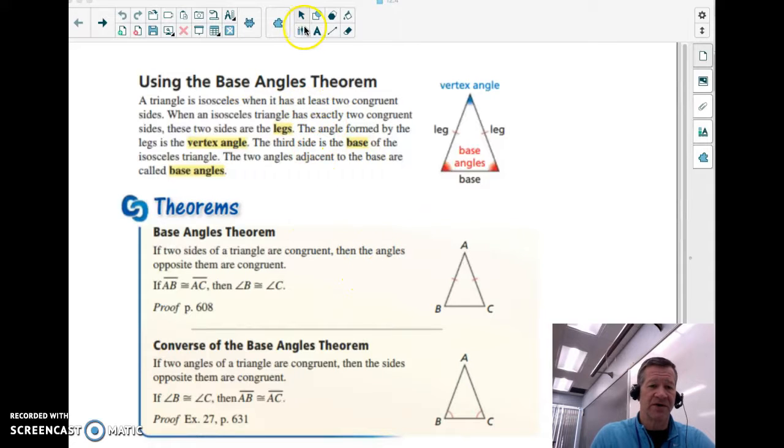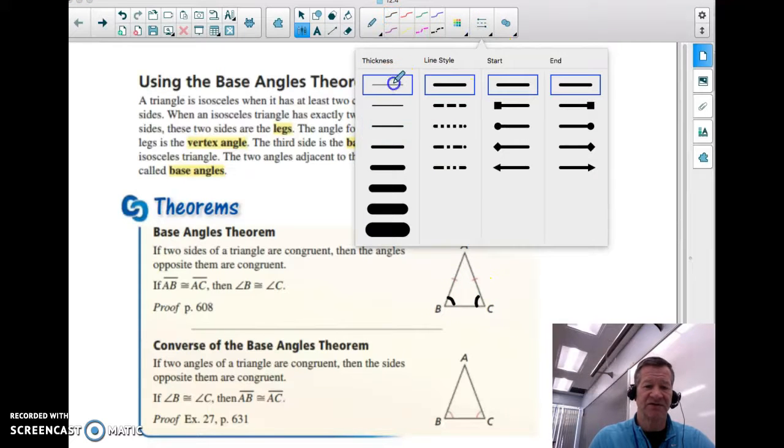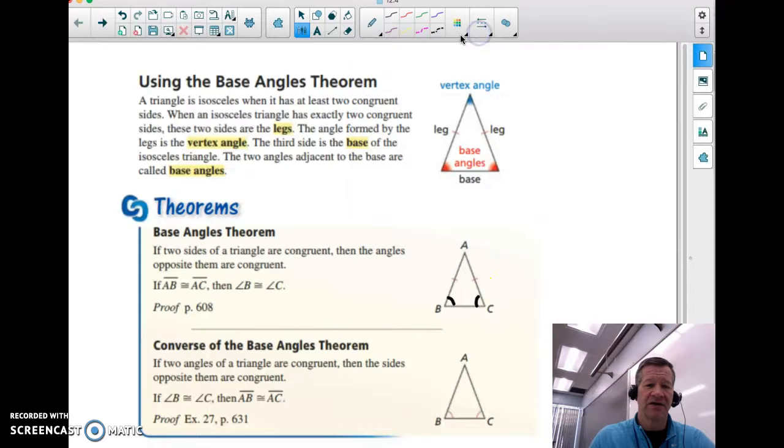So let me go up here. So angle B would be congruent to angle C. And that's the Base Angles Theorem. So if the sides are congruent, then the angles are congruent. That's known as the Base Angles Theorem. Now the converse of that is saying, well, if the angles are congruent, then their opposite sides must be congruent. So this side must be congruent to that side if angle B and C are congruent.